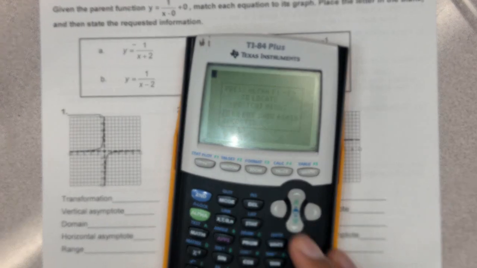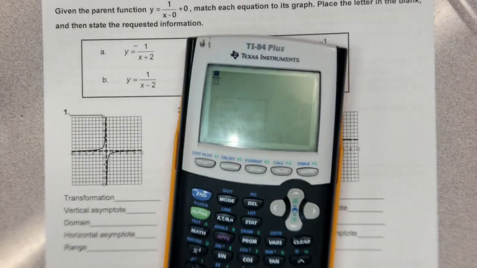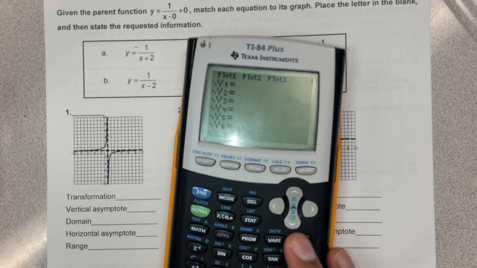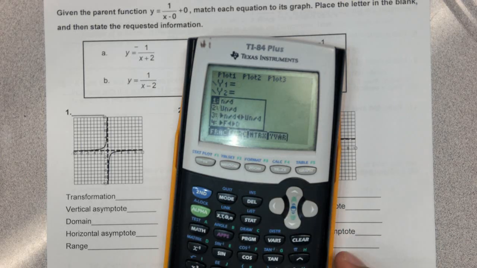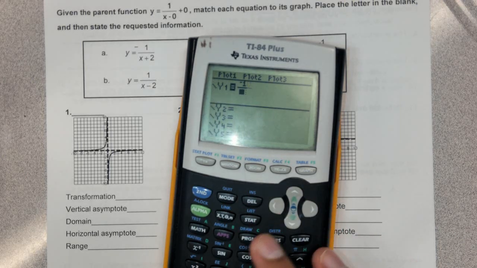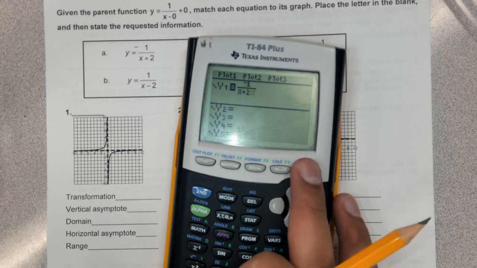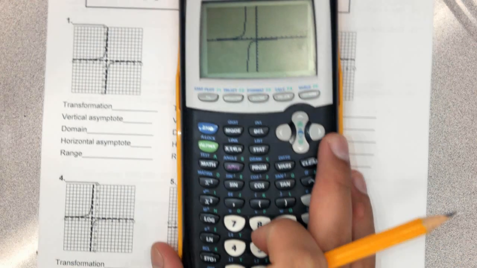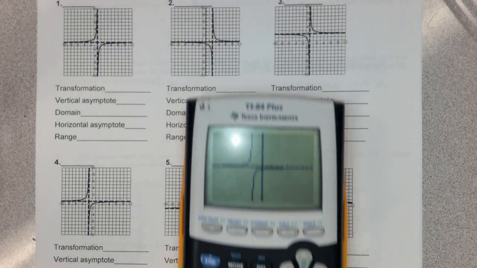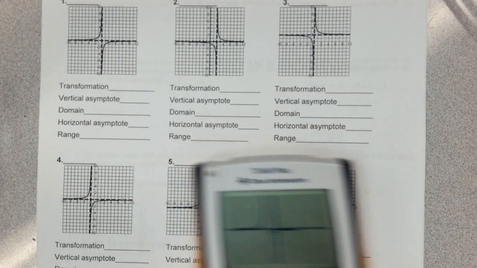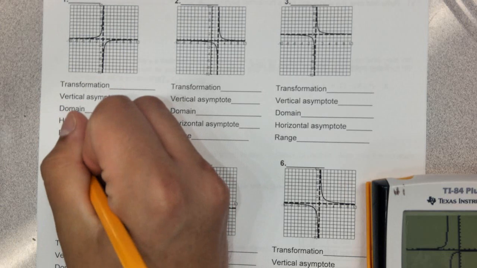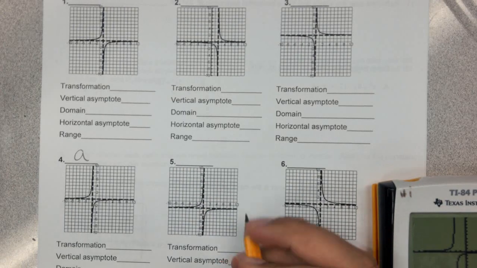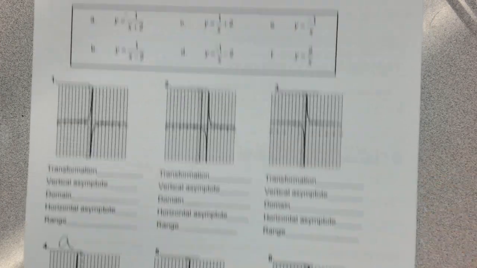You could always just plug it into the calculator. Y equals, alpha y equals -1 over x plus 2. Graph it. The graph that matches that one should be 4. So the transformations here, we have a reflection over the x, and we're going left 2.